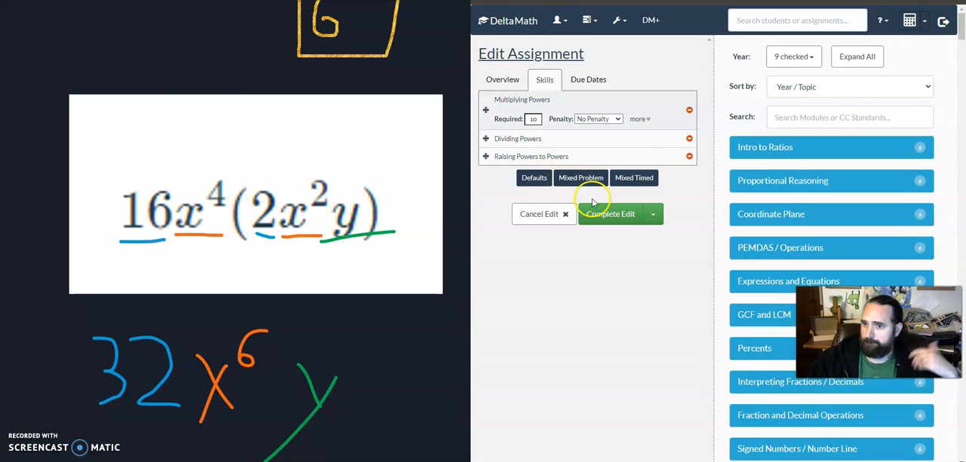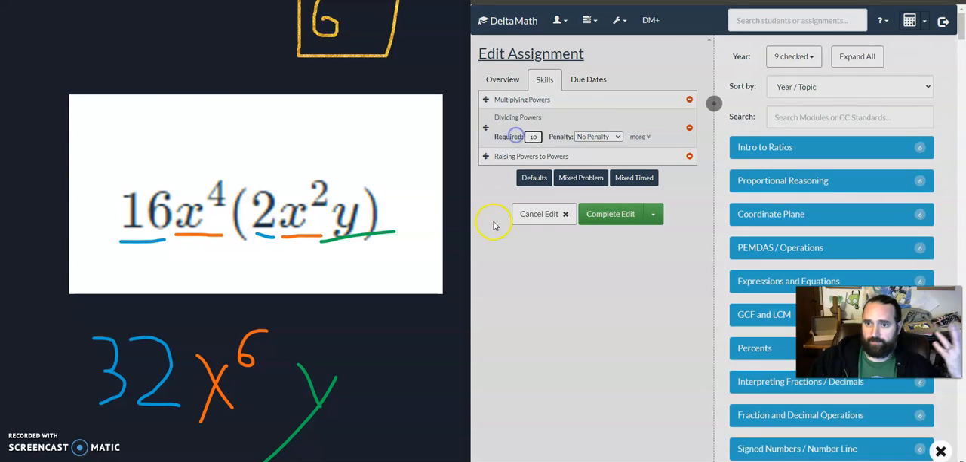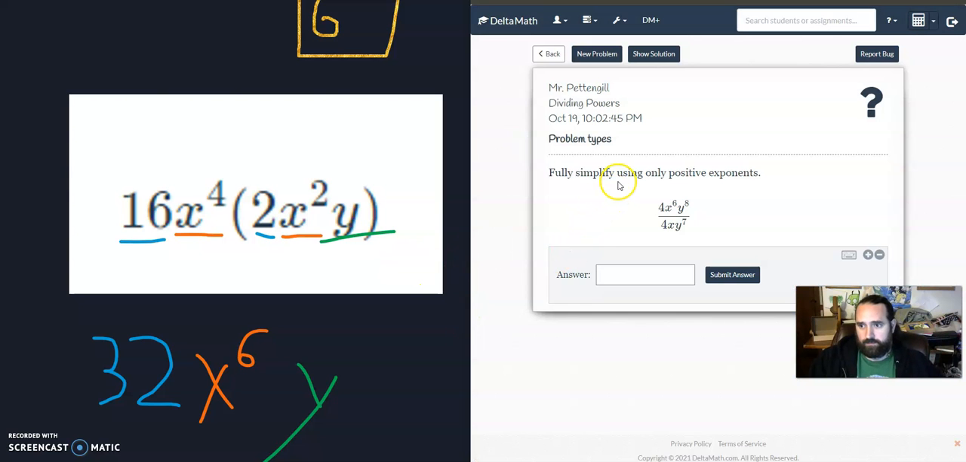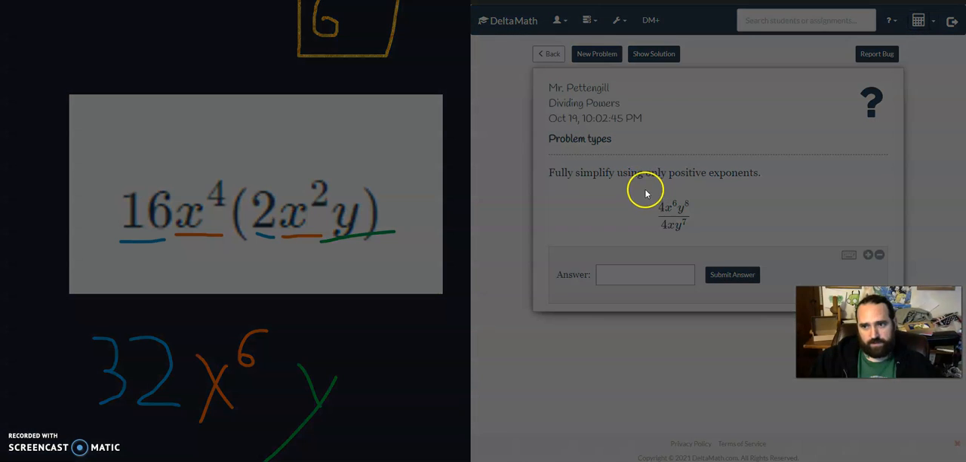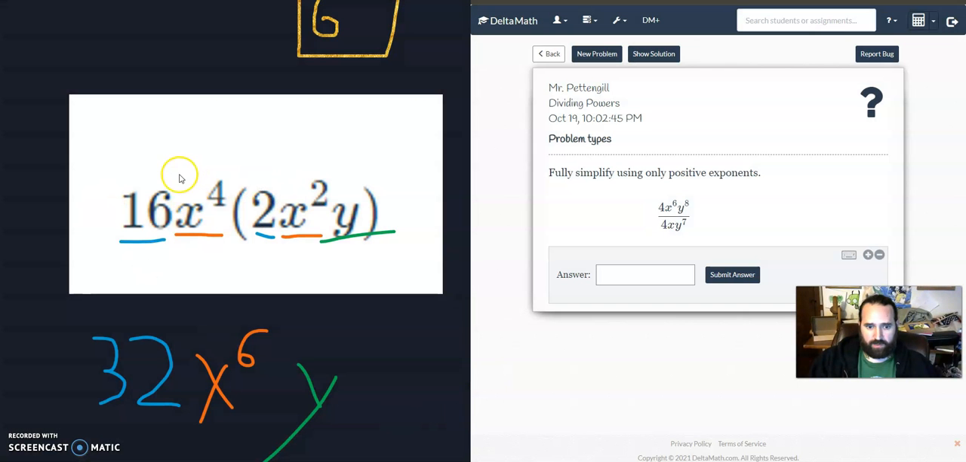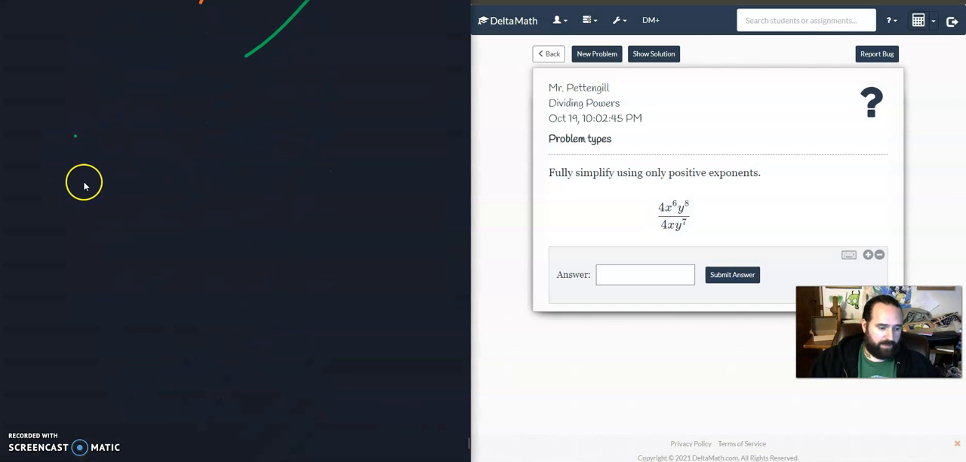So I'm going to go back. The other thing is dividing powers. So guys, you're going to see, same thing, still in the problem. Dividing powers.